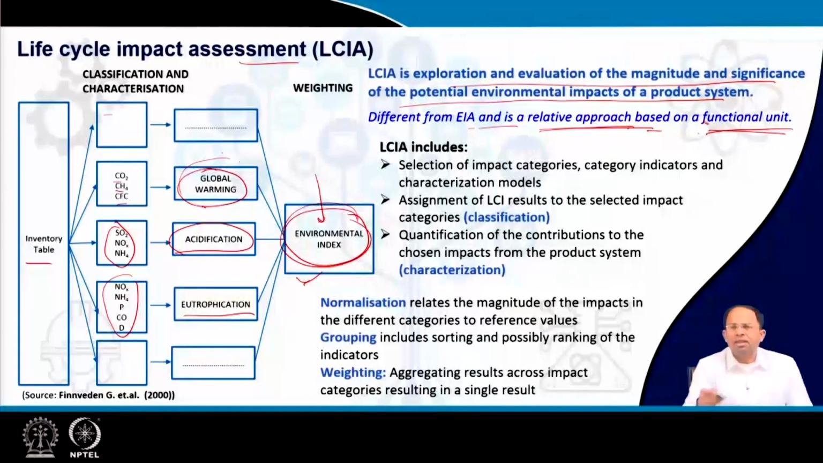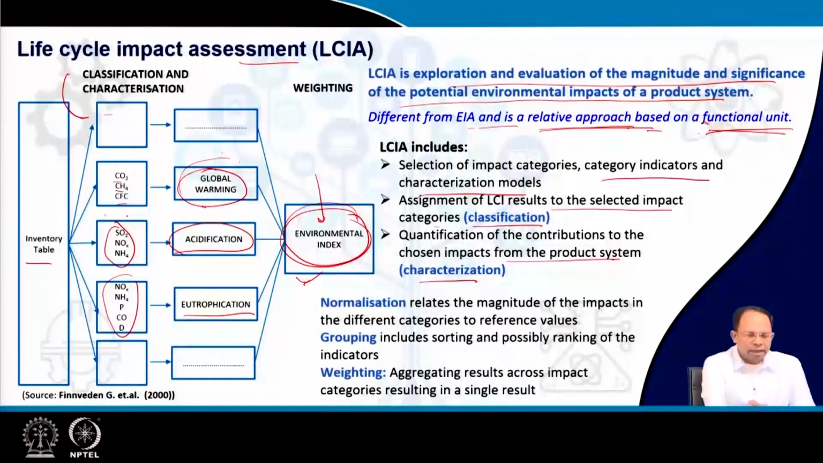It could include everything from cradle to grave, or it may include only a certain part of it. LCIA includes selection of impact categories. These are the different impact categories, category indicators and characterization models. Assignment of LCI results to selected impact categories is known as classification. Quantification of contributions to the chosen impacts from the product system is characterization.